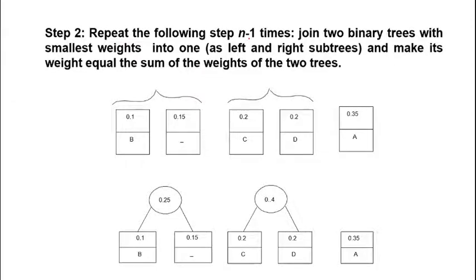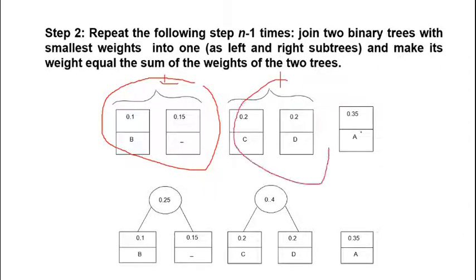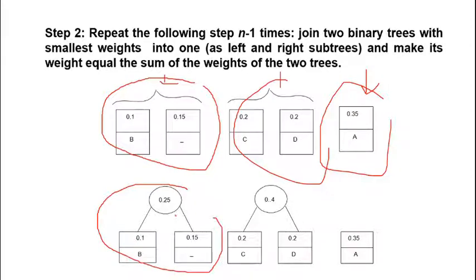The next step is to repeat the following n minus 1 times: join the two binary trees with the smallest weights into one, as left and right subtrees, with weight equal to the sum of the weights of the two trees. So we have to combine these. When we sort, the first minimum group is this pair, 0.1 and 0.15, and the second is this, and this one has no pair, so we leave it single. Finally we obtain these three, with the sum of 0.1 and 0.15 being 0.25, then 0.4 and 0.35.